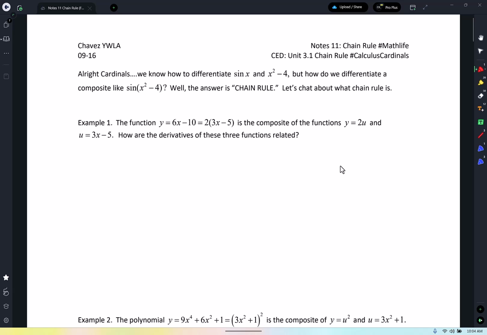Notes 11, chain rule. You guys ready? So we've done derivatives of sine x and we've done derivatives of x squared minus 4. But how do we take a derivative of something like sine of x squared minus 4? That's what we're going to learn right now. There's a composite function, right?